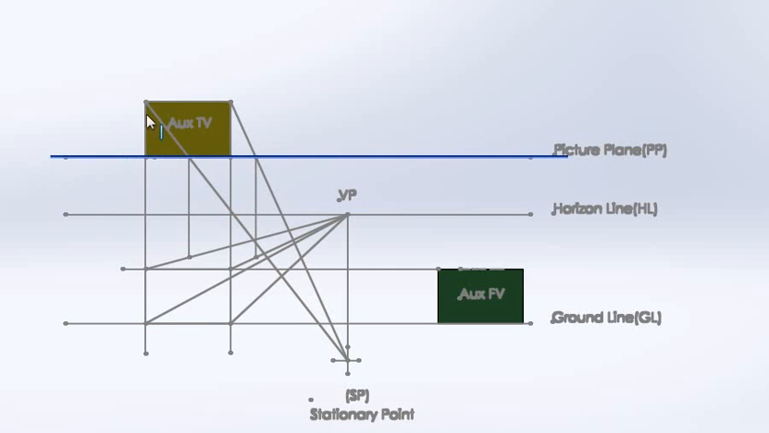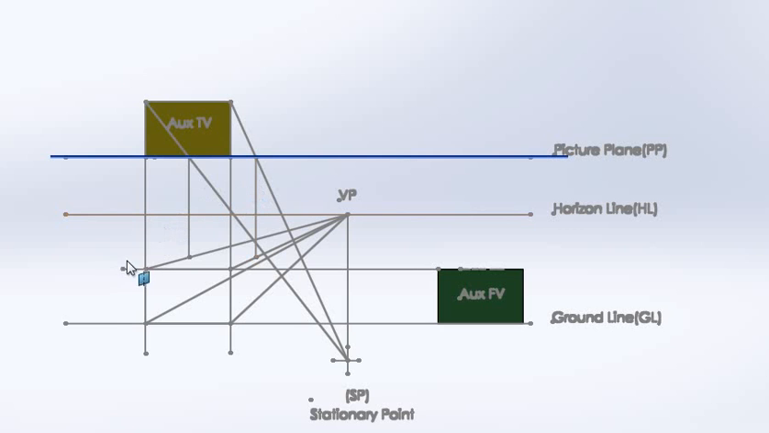Now, straight away, now that I have forced this point to be connecting to the actual picture plane, what have I done to these points when they touch the picture plane? I've dropped them straight down. Right, I'm going to do exactly the same with these points. They touch the picture plane, I drop them straight down.